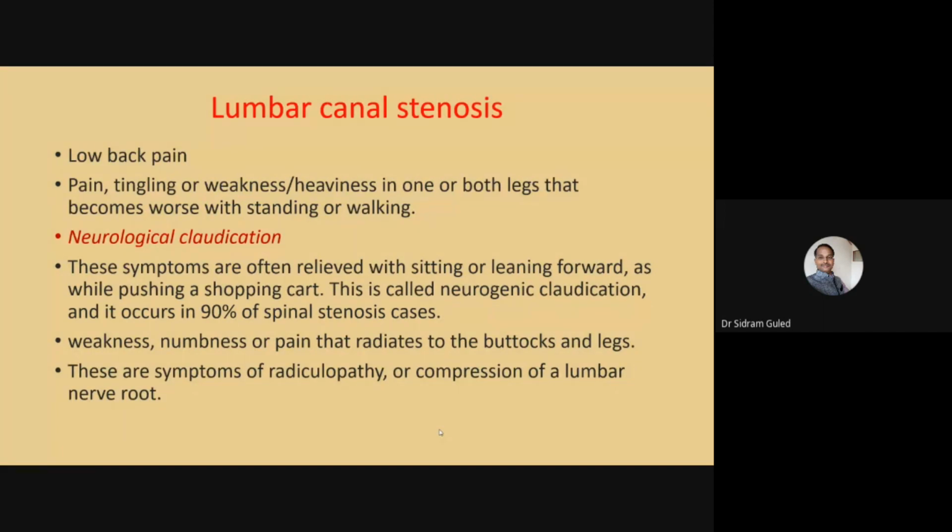Very specifically, neurological involvement is there. Whenever a person stands up or walks some distance, a heaviness in the leg as well as severe pain will be observed, which disables him, so that he has to sit down and rest, and only then will he be able to continue. It is a very severe condition. It should be very carefully managed.